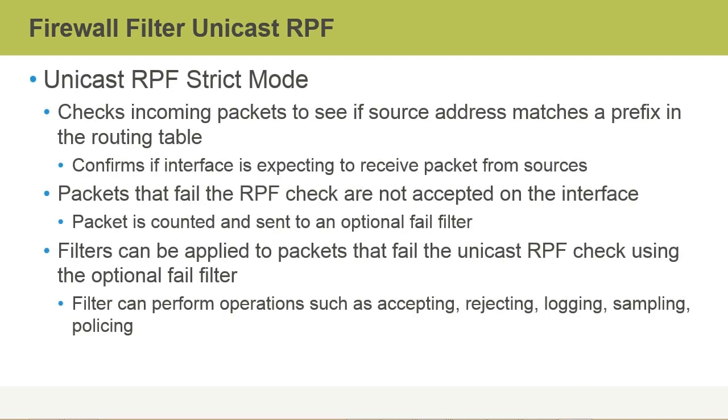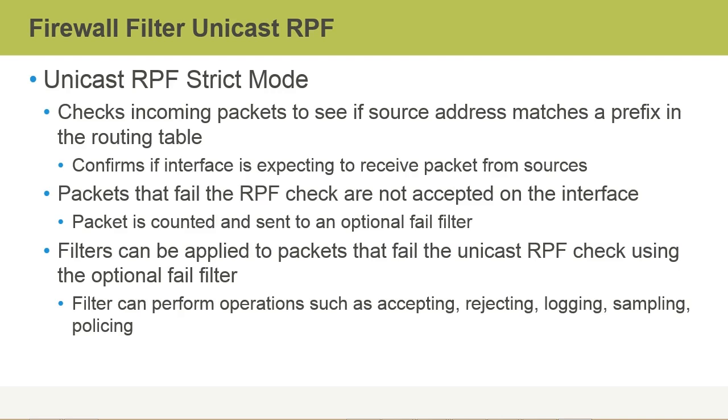Unicast RPF runs in one of two modes. We have unicast RPF strict mode, which does two things. It checks the incoming packet to see if the source address matches a prefix within the routing table, but it also confirms if the interface is expecting to receive a packet from the source address. Packets that fail the RPF check are not accepted on that interface. And also, the packet can be counted and sent to an optional fail filter that was configured when you configured RPF on the interface itself.